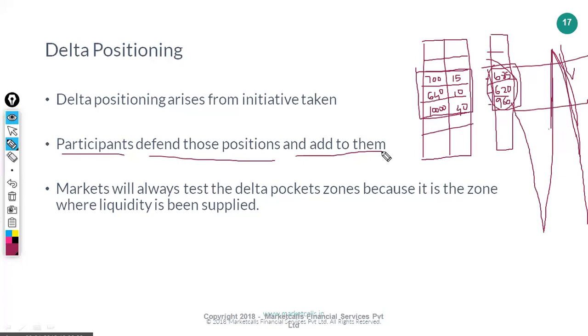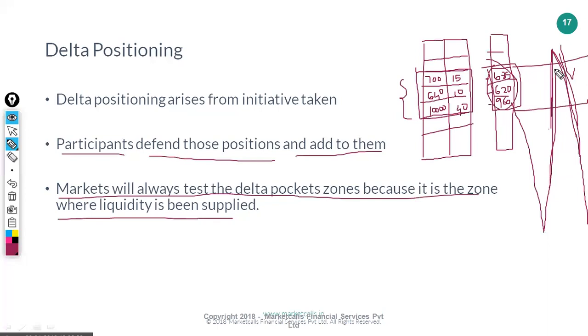Relatively, you'll be seeing a bigger skew among the buyers and sellers, and that can be spotted from the bigger delta packets. So that's why it's called delta packet positioning. The market will always test the delta packet zones because it is the zone where liquidity is being supplied. So the market always tests this zone.